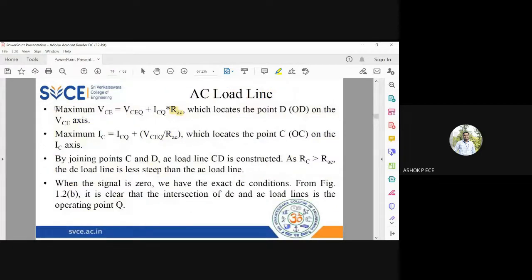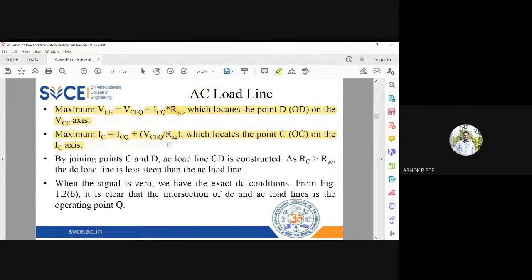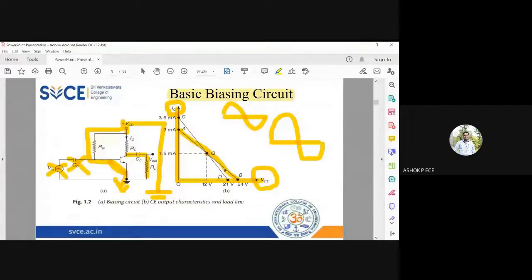Then you find out the AC load line using the same procedure you use for the DC load line, except you have to replace RC by RAC, and RAC is going to be the parallel combination of RC and RL. So by joining C and D, you get your AC load line CD. And you can see that the AC load line will be steeper compared to your DC load line.